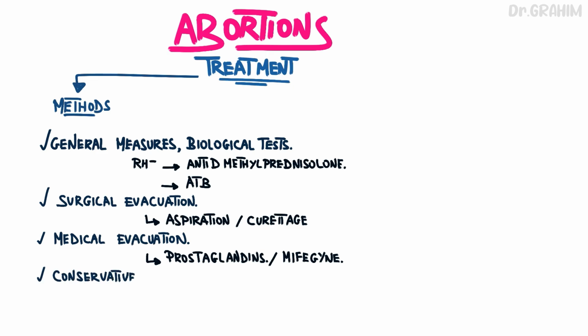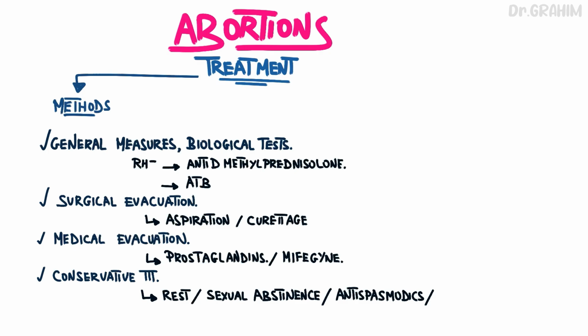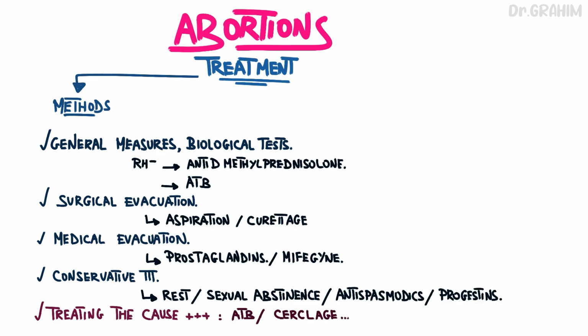Sometimes conservative treatment is used, especially for patients with moderate symptoms or when evacuation is not yet necessary. It includes rest, sexual abstinence, and antispasmodic medication to relieve pelvic pain and uterine contractions. And finally, progestin. If the abortion is linked to a specific cause, such as an infection, in this case antibiotics will be prescribed. Or if it is linked to cervico-isthmic incompetence, cerclage can be performed to support the cervix and prevent premature abortion in future pregnancies, etc.